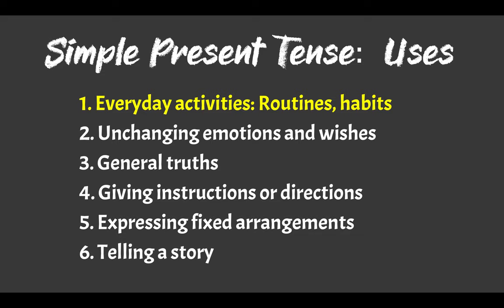Number three, general truths. Number four, giving instructions or directions. Number five, expressing fixed arrangements. And number six, telling a story. Now I'm going to give you examples for each, so don't worry if you didn't understand that.